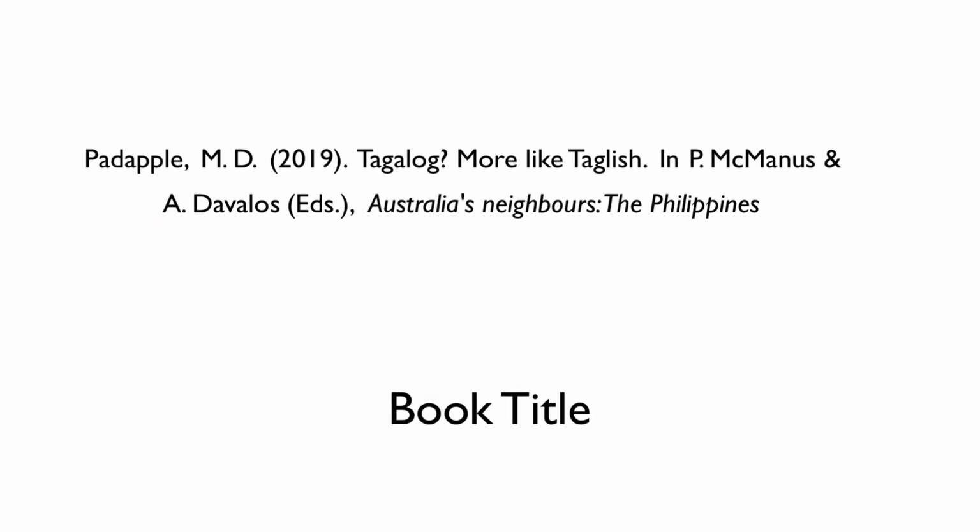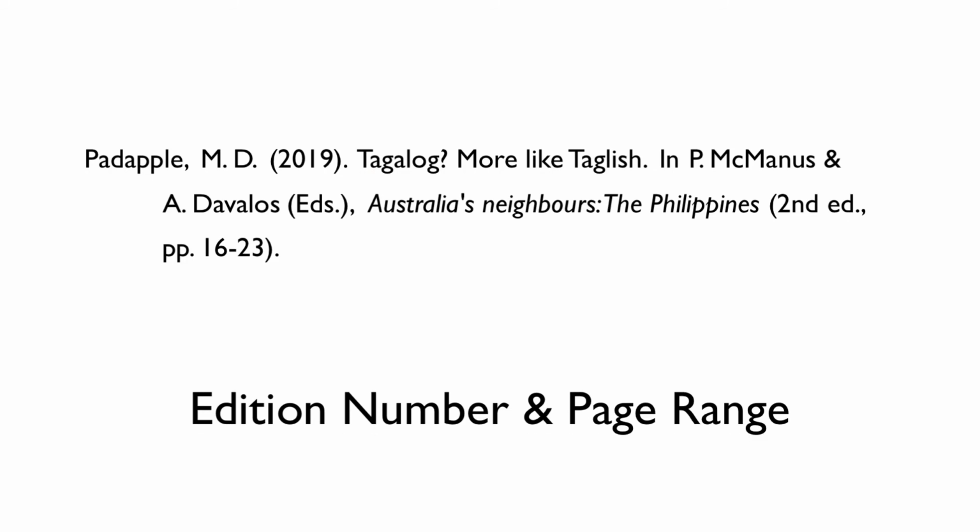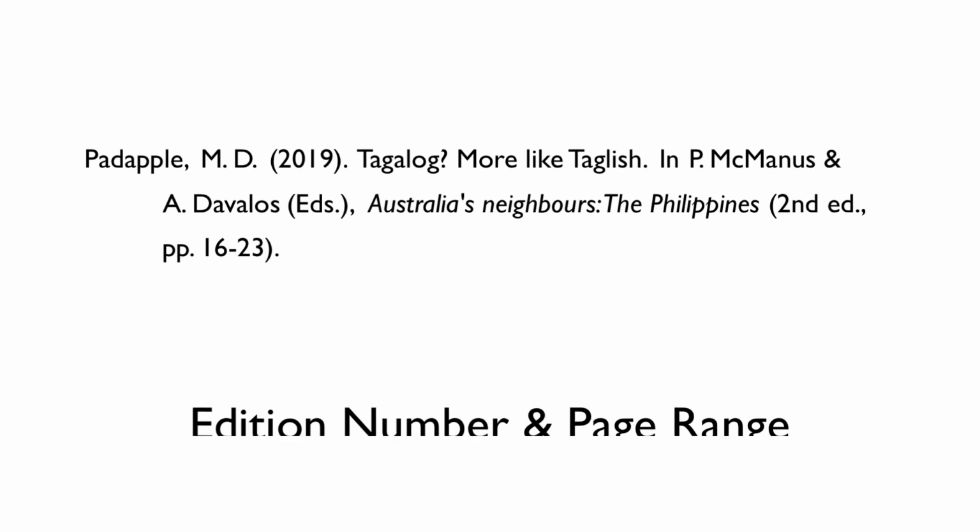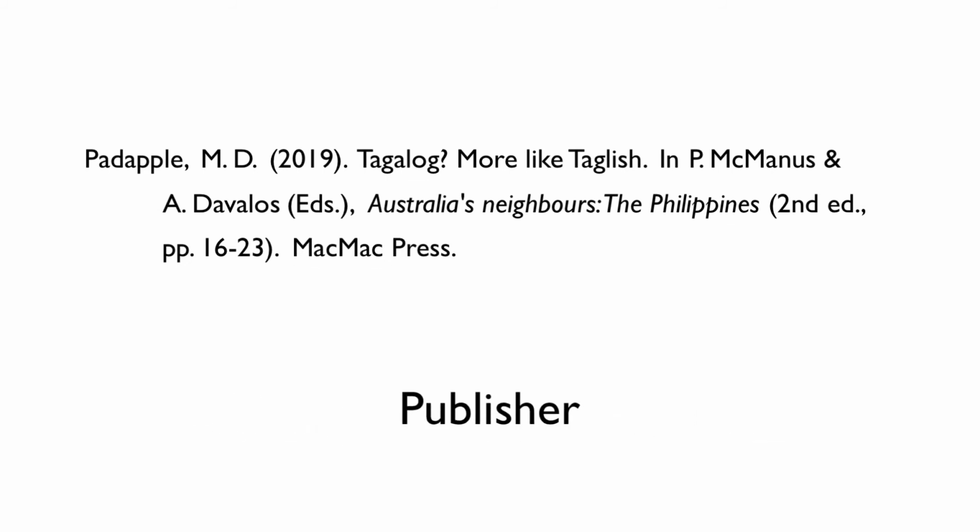Next, write the title of the book in italics. For both the chapter and book title, capitalize only the first word, any proper nouns, and the first word after a colon. After the title, the edition number and page range of the chapter should be listed in parentheses. You do not need to list the edition number of a first edition. Next, write the name of the publisher.